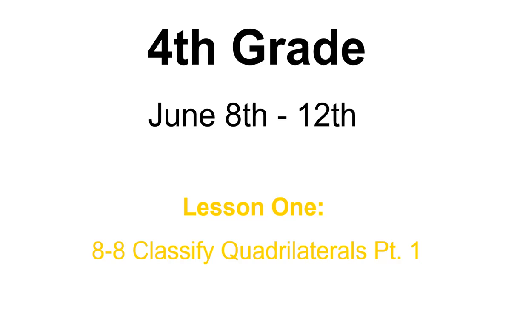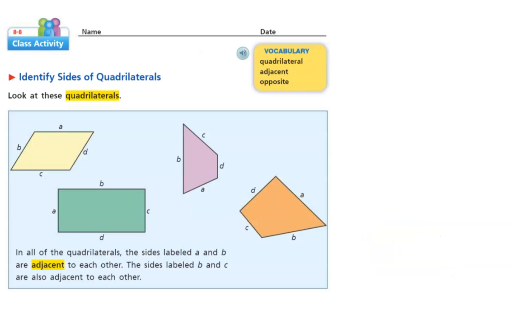All right, guys, hopefully you have out your SAB, and we're going to do this next lesson in two parts. So we're going to do 8-8, which is classifying quadrilaterals, in two parts because it just felt a little tight to try to do it in 15 minutes. So this video and tomorrow's video might be a tiny bit shorter, but that's just because we're splitting up one lesson amongst two. So let's go ahead and get started.